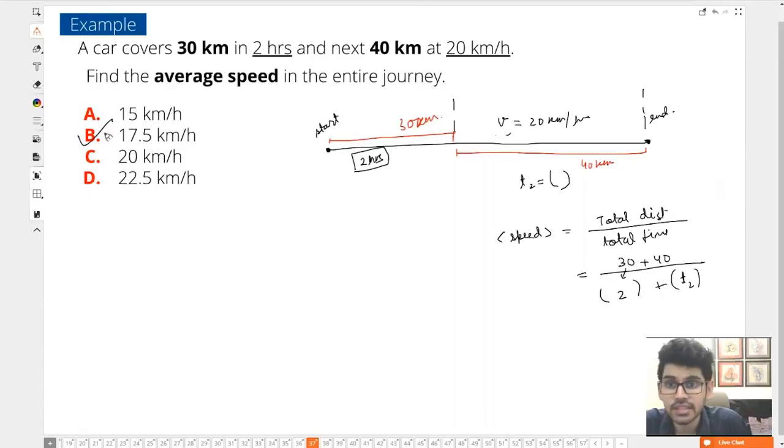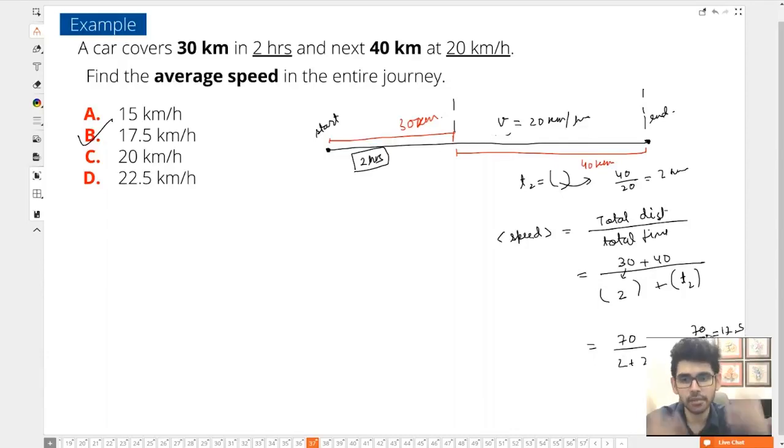B is correct. Okay, so what is the time? 40 kilometers at 20 kilometers per hour. So 2 hours, right? How did I take out this time? 40 upon velocity, which is 2 hours. So this is also 2 hours. So this will be 70 upon 2 plus 2, which will be 70 by 4, which will be 17.5. 35 by 2 is 17.5 kilometers per hour. Correct answer. Great. So this is the formal solution for this.